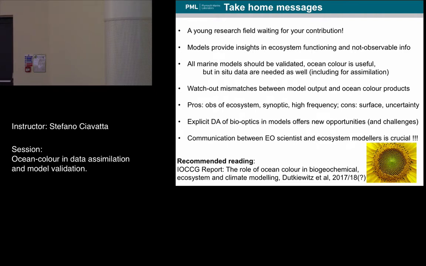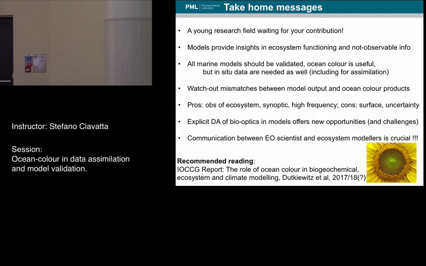Ocean color is useful to do that, but you have to be careful about the methods and the conclusions. And for sure it's useful, and this is a new branch of research, to also use in situ data for assimilation simultaneous to ocean color assimilation. This is something that they are doing now at Copernicus, assimilating the BGC, biogeochemical Argo floats data with the surface ocean color.